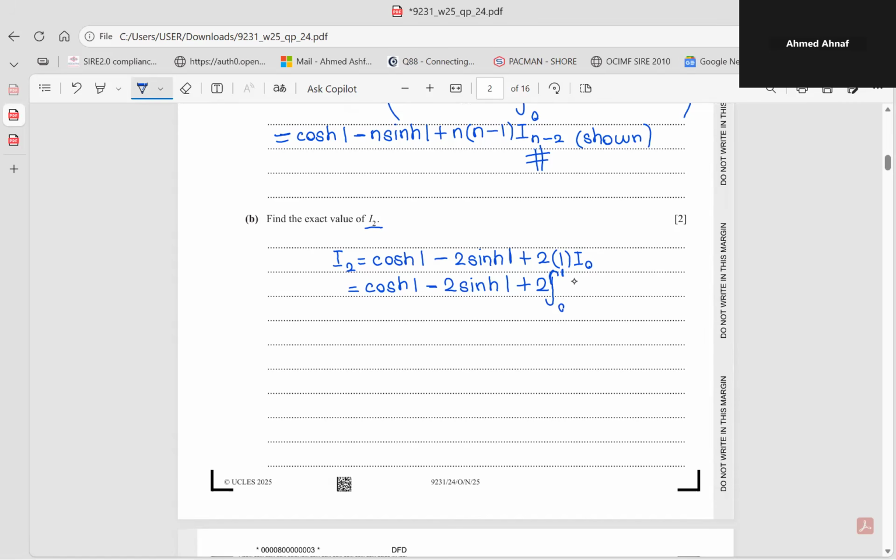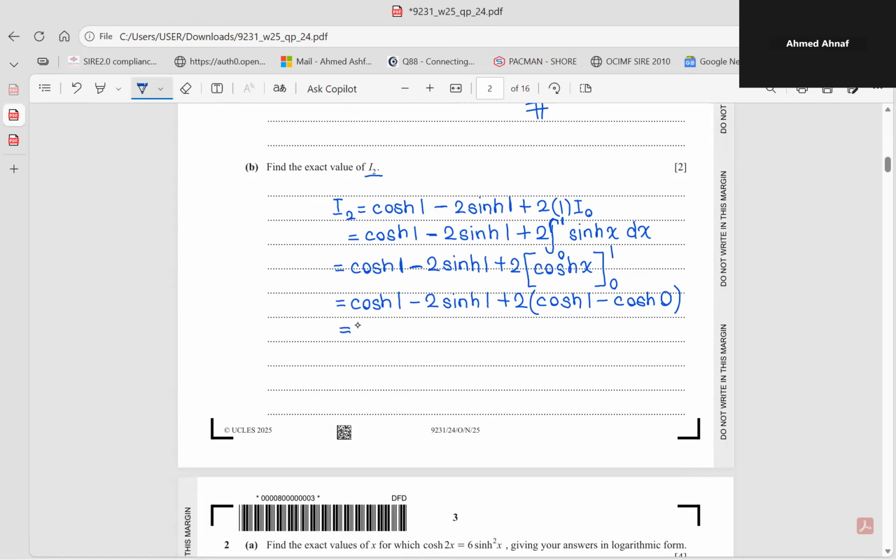So it's saying I0 is just the integral of sinh x from 0 to 1, minus 2 sinh 1 plus 2. So you're integrating sinh x, you just get cosh x on 0 to 1. You get cosh 1 minus 2 sinh 1 plus 2, cosh 1 minus cosh 0.